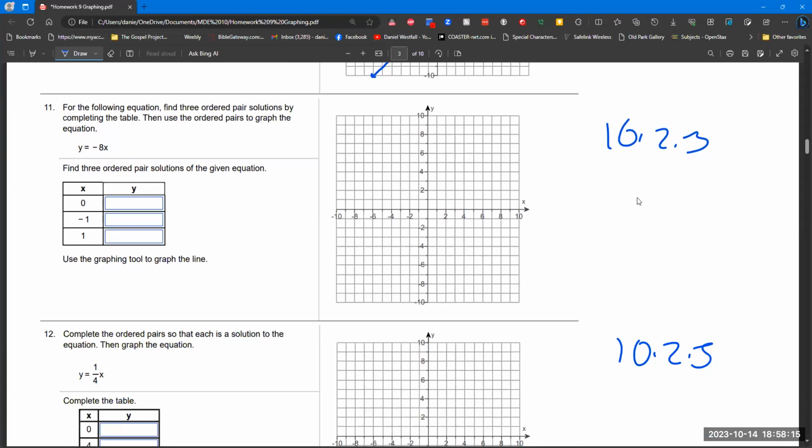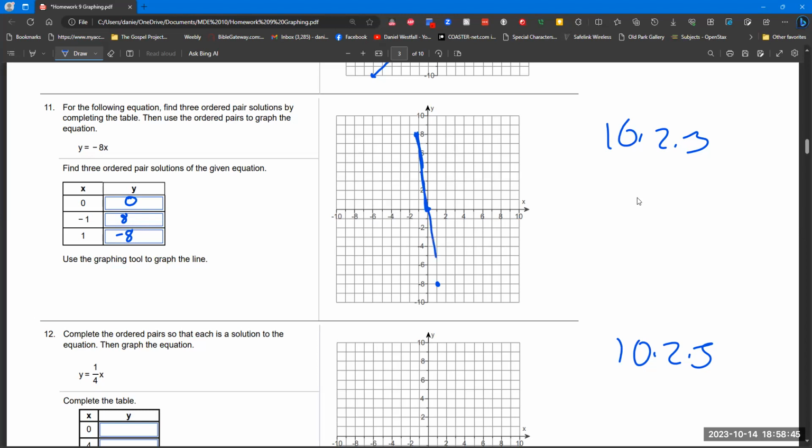Let's go on here. Negative 8 times 0 is 0. Negative 8 times negative 1 is 8. And negative 8 times 1 is negative 8. So we have (0, 0). And we have (1, -8). And we have (-1, 8). This makes a pretty steep line here.